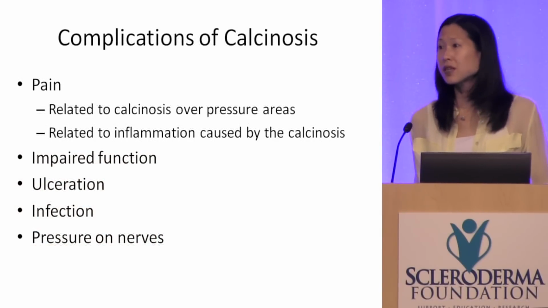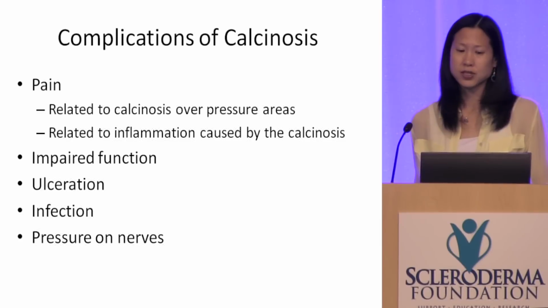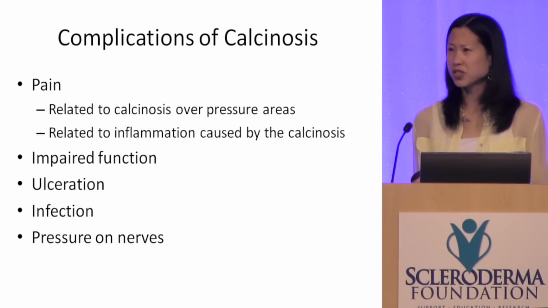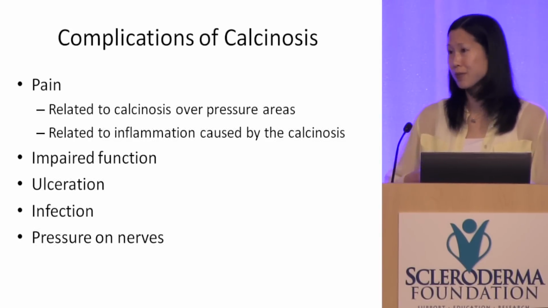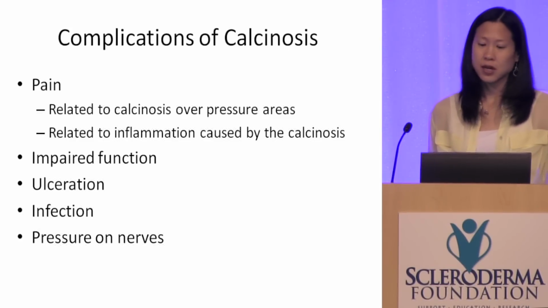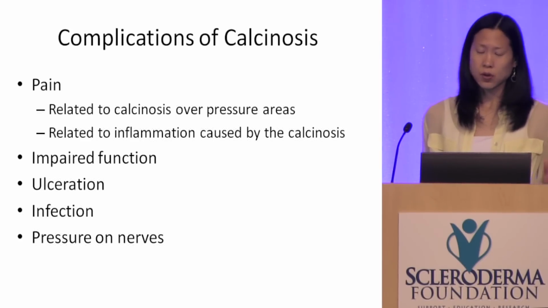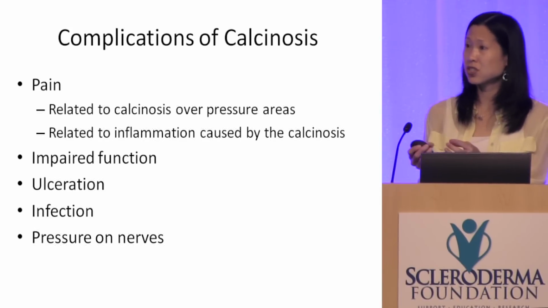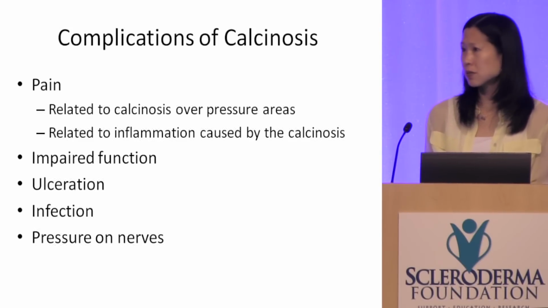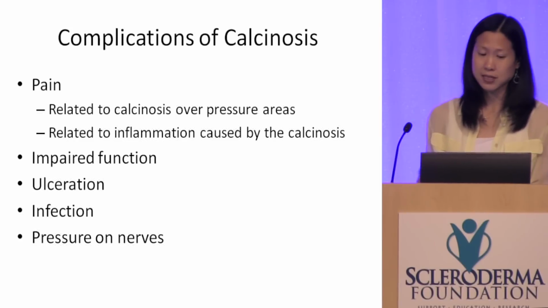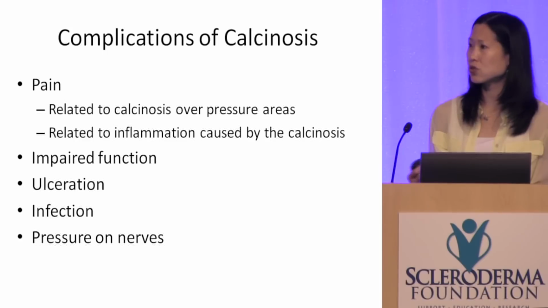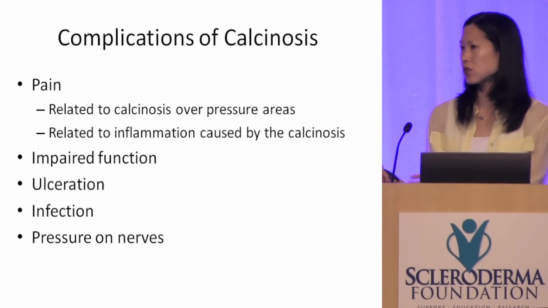So calcinosis is clinically associated with a lot of complications, pain being the predominant problem. So patients complain that the calcinosis over pressure areas is very painful, especially over the elbows, constantly bumping the elbows with calcinotic lesions. Also, the inflammation that surrounds the calcinosis causes a lot of discomfort to patients. So as you saw, the calcinosis lesions can affect the digits very frequently and other areas of the hand, so you get impaired hand function. They can sometimes come to the surface and ulcerate and become infected. And sometimes calcinotic lesions are so large that they actually put pressure over a nerve, such as in the wrist or elsewhere, and can lead to neurologic symptoms.